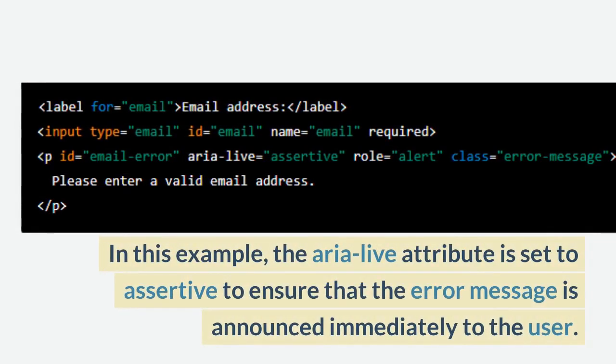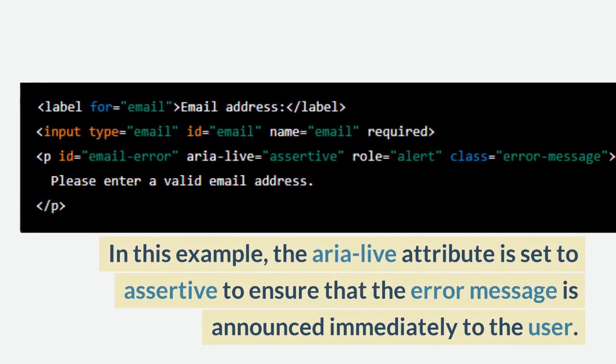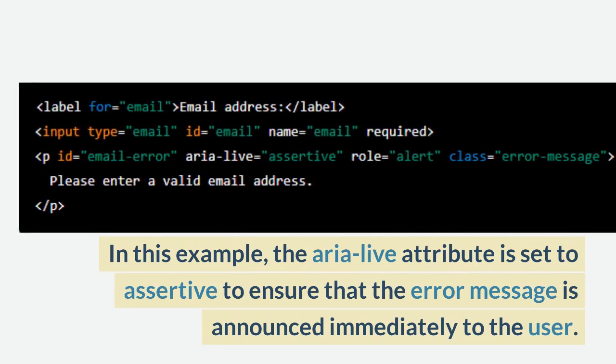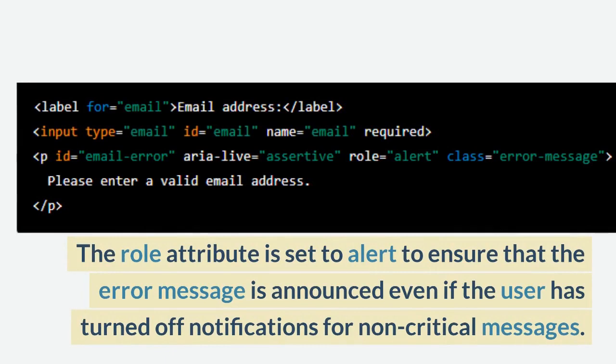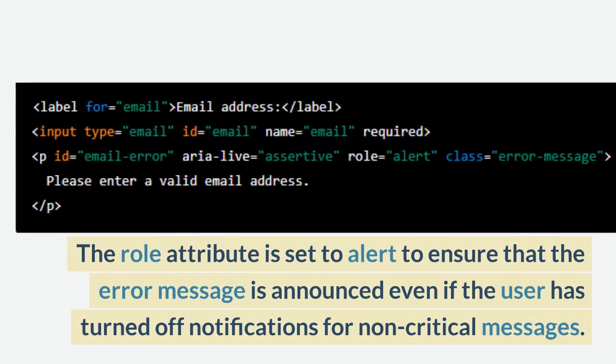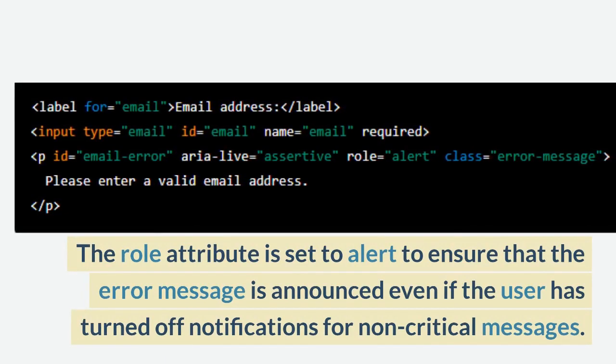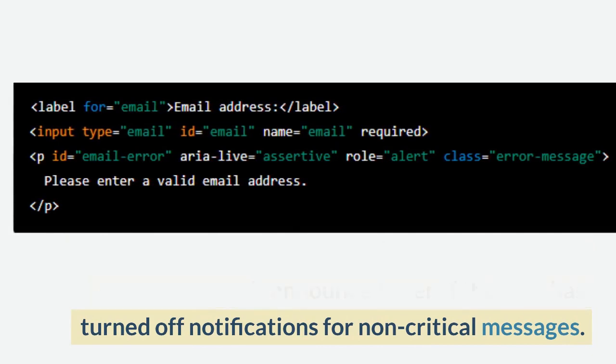In this example, the aria-live attribute is set to assertive to ensure that the error message is announced immediately to the user. The role attribute is set to alert to ensure that the error message is announced even if the user has turned off notifications for non-critical messages.